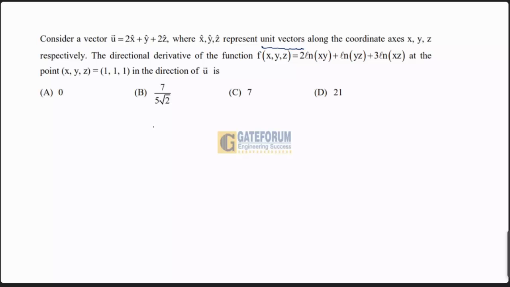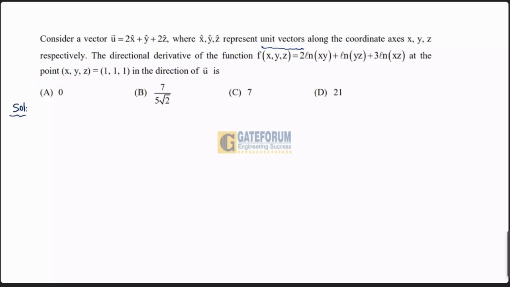Four options are given. This is from engineering mathematics, from the topic calculus, subtopic vector calculus, which is a 2-mark question. The solution is: to find the directional derivative, two important steps. Find the gradient of the given scalar function, that is del f, and find the unit vector in the given direction u bar. Here, in place of i bar, j bar, k bar unit vectors, they are given x cap, y cap, z cap. That is the difference.